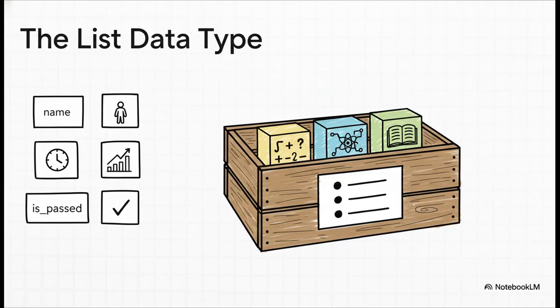And now for the last piece of the puzzle. This student is taking multiple subjects. A simple variable can't hold all of them at once, unless, of course, it's a list. So we create a subjects variable, and it now holds 3 separate text strings, all neatly organized in one container. See how we've used the perfect box for every single job.